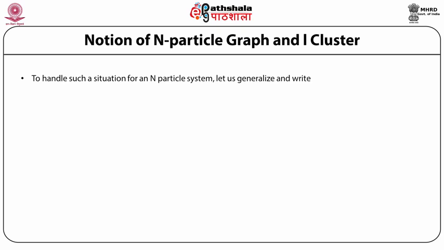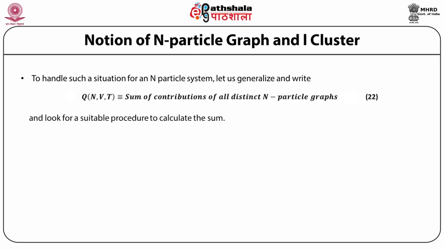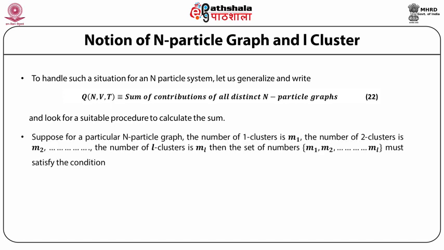To handle such a situation for an n-particle system, let us generalize and write Q as equal to the sum of contributions of all distinct n-particle graphs, and look for a suitable procedure to calculate the sum. Suppose for a particular n-particle graph, the number of 1 clusters is M1, the number of 2 clusters is M2 and so on, the number of L clusters is ML. Then the set of numbers M1, M2 and so on up to ML must satisfy the condition that the summation over L equal to 1 to n of L·ML is equal to n, the number of particles, where ML is equal to 1, 2, 3 and so on up to n.